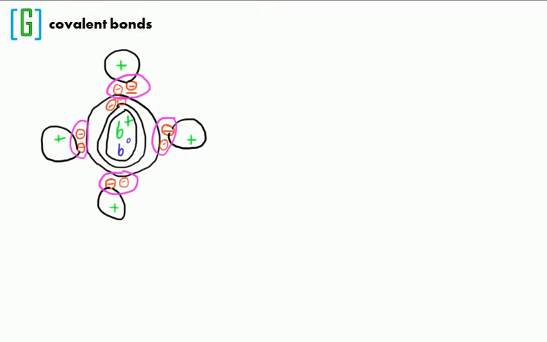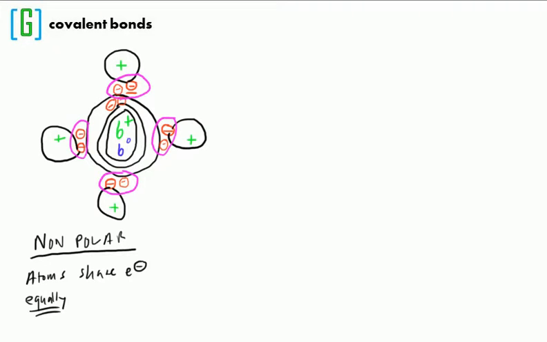And notice what has to occur for that to take place is a situation that we call a non-polar covalent bond. And in a non-polar covalent bond, we have a situation where atoms share their electrons equally, and that's the important part here. They share their electrons equally in order to fill their valence shells. So that is a situation of a non-polar covalent bond.